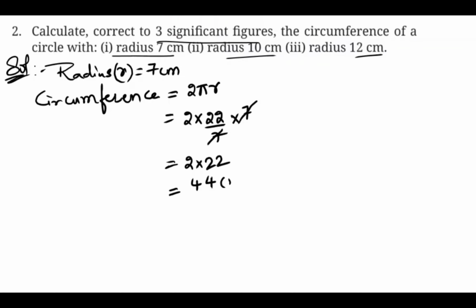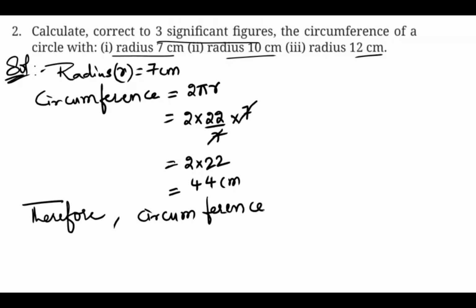44 centimeter. Okay, so they said three significant figures, we already got two, so we will add one more. So therefore circumference is 44, so we can put decimal 0 centimeter.